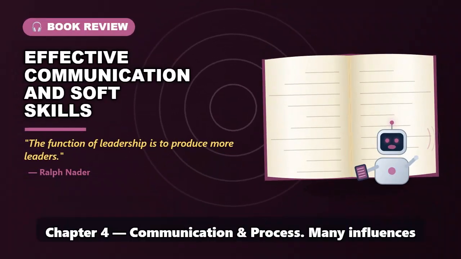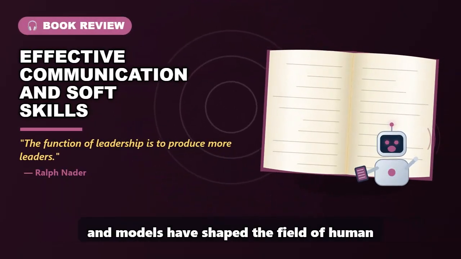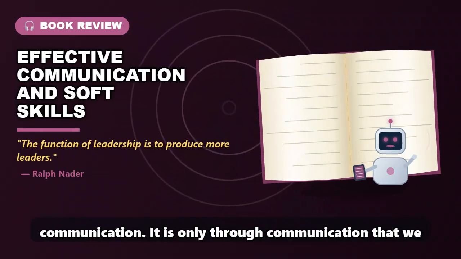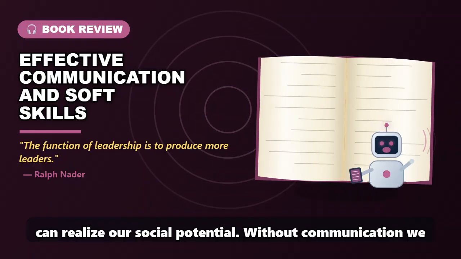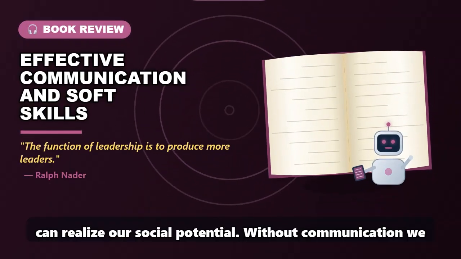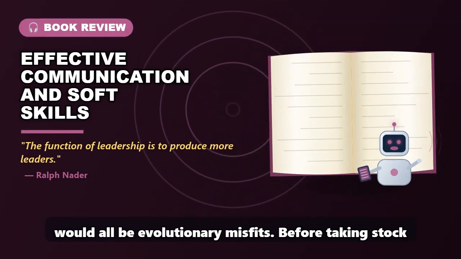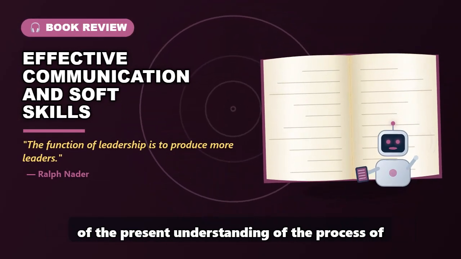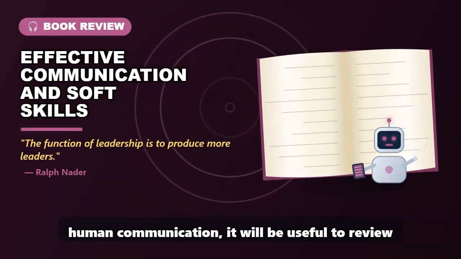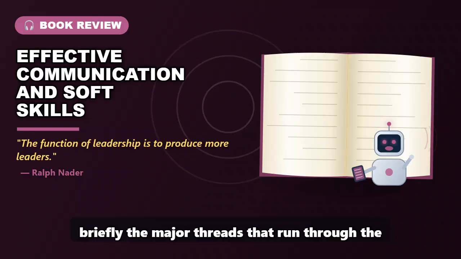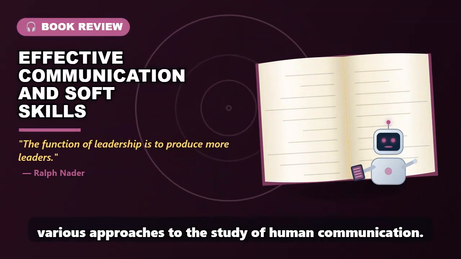Chapter 4: Communication and Process. Many influences and models have shaped the field of human communication. It is only through communication that we can realize our social potential. Without communication, we would all be evolutionary misfits. Before taking stock of the present understanding of the process of human communication, it will be useful to review briefly the major threads that run through the various approaches to the study of human communication.